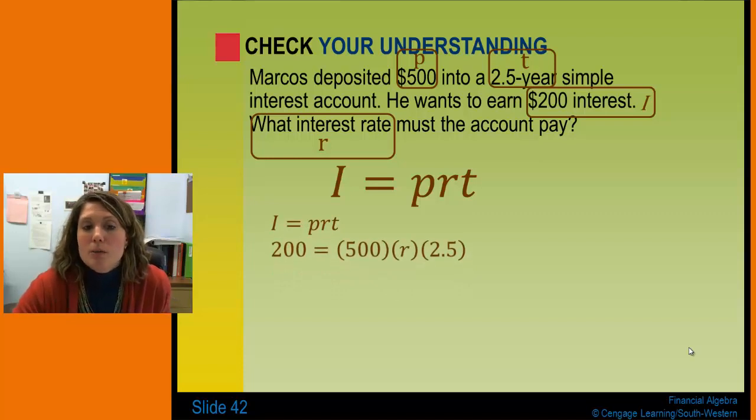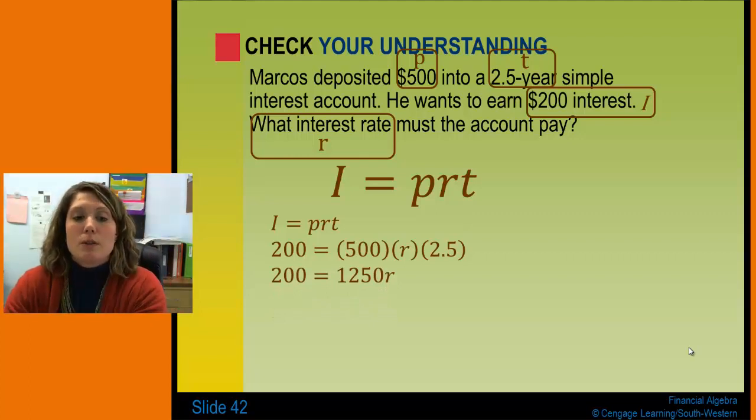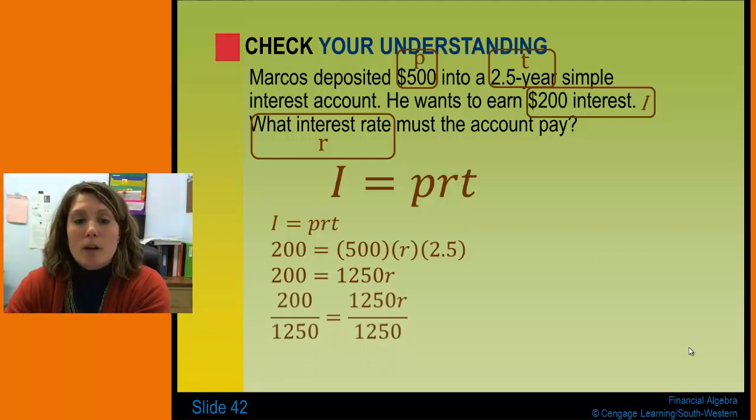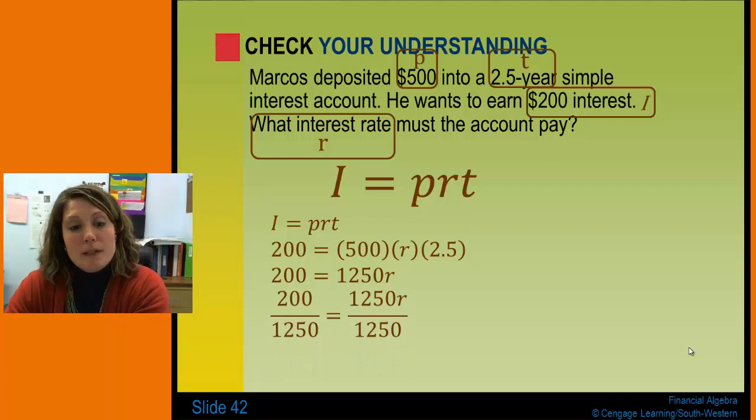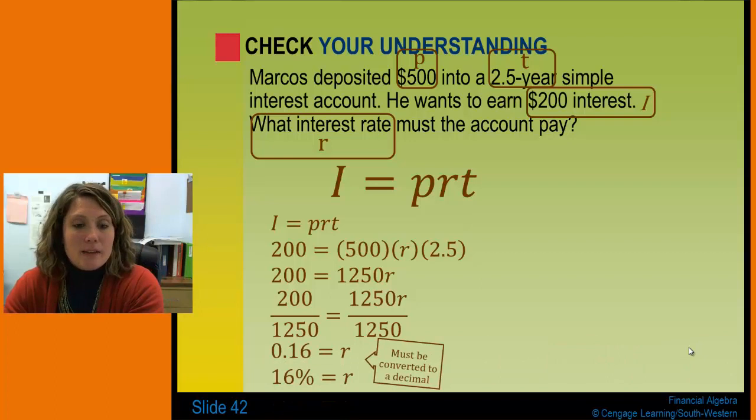So 200 equals 500 times R times 2.5, which becomes 200 equals 1,250R. When I divide both sides by 1,250, my rate is 0.16, and again, I can't leave it like that. I need to convert it to a percent, so I move the decimal 2 places to the right for 16%.